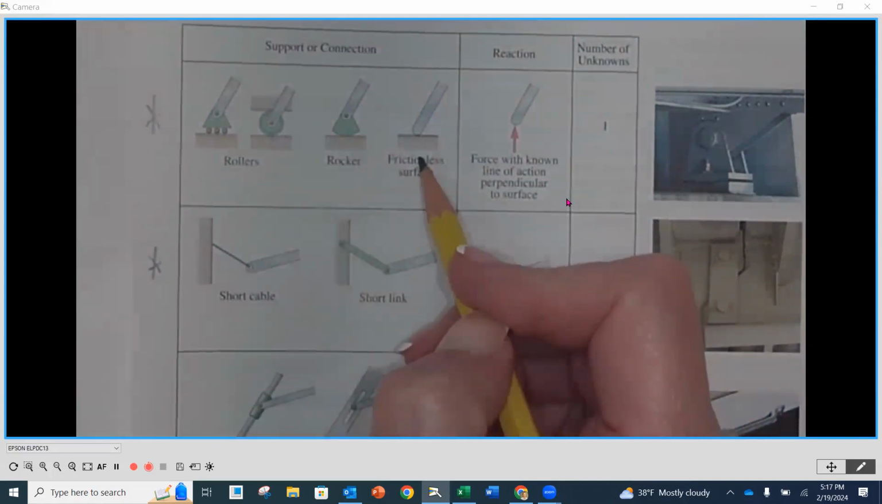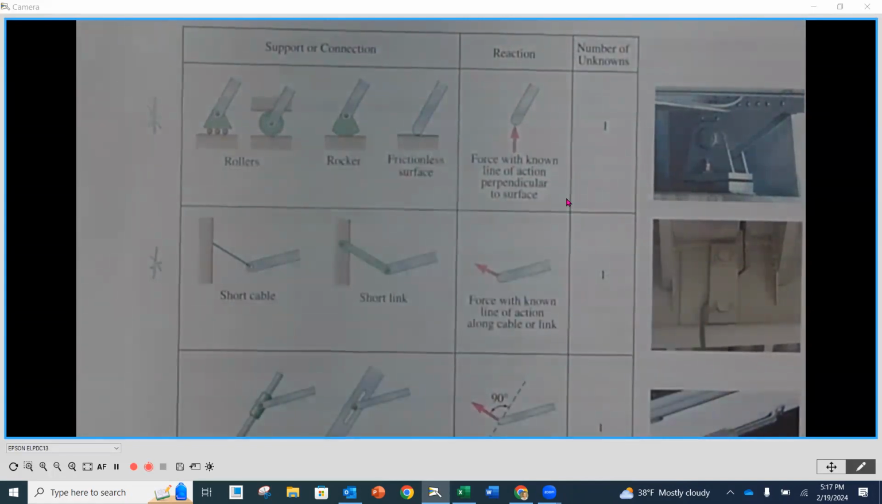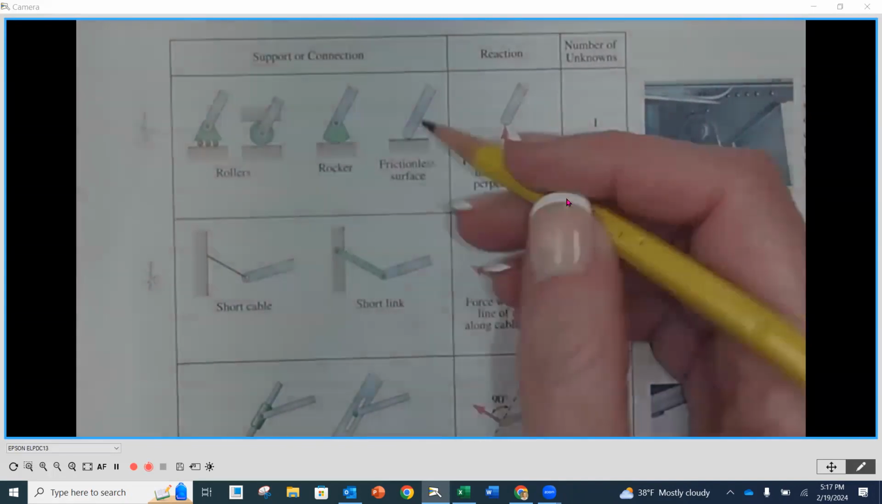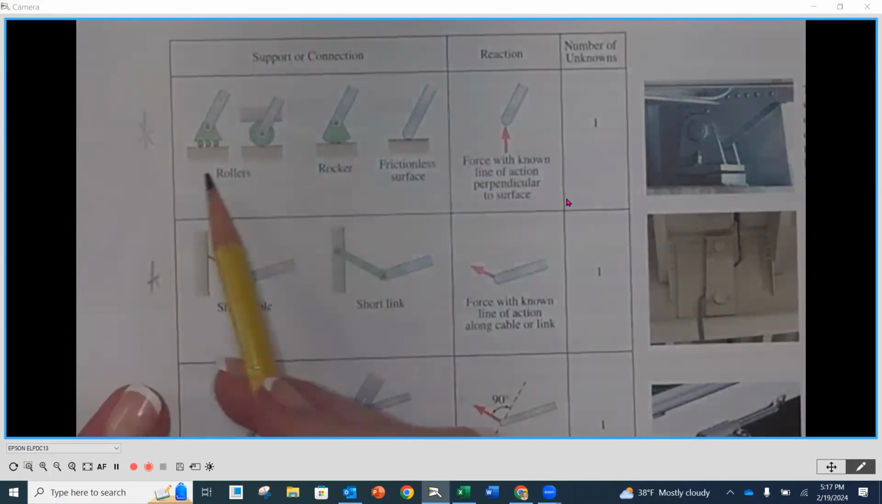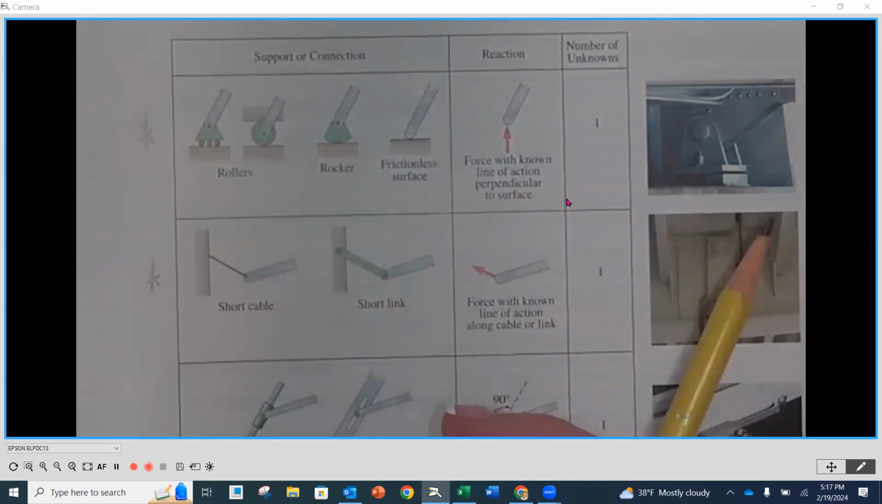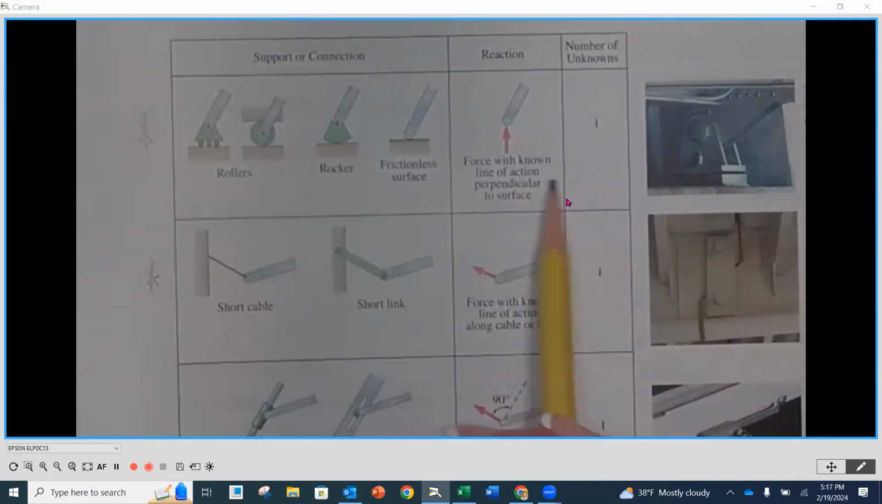And then a frictionless surface. This too would be one reaction going perpendicular to the surface that it's riding on. And then this one is going to be pointing towards the surface. The only way that the surface is supporting is if they're in contact. So if it's not in contact, if it lifts off, well, now it's not supporting anymore. Okay. So any one of these scenarios is one unknown force, always perpendicular to the surface that it's riding on.